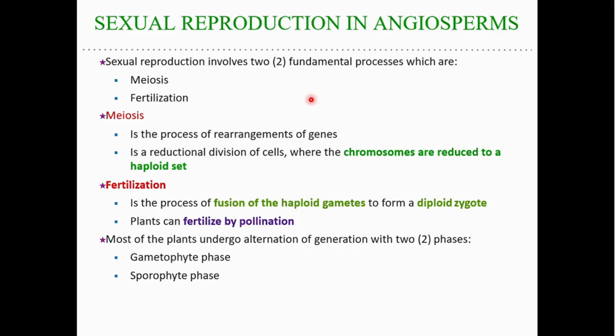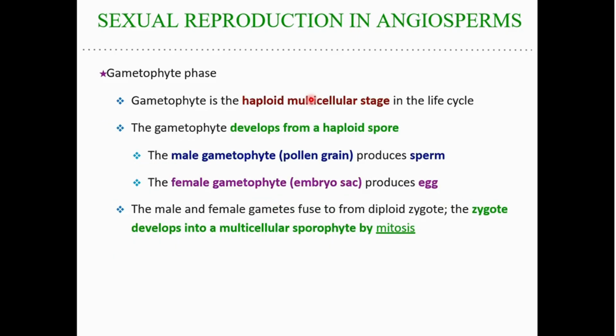Most plants undergo alternation of generations with two phases. The first one is the gametophyte phase and the second one is the sporophyte phase. In the gametophyte phase, the gametophyte is the haploid multicellular stage in the life cycle. The gametophyte develops from a haploid spore. The male gametophyte, also known as the pollen grain, produces sperm. This is the male gamete. And the female gametophyte, the embryo sac, produces the egg. This is the female gamete.